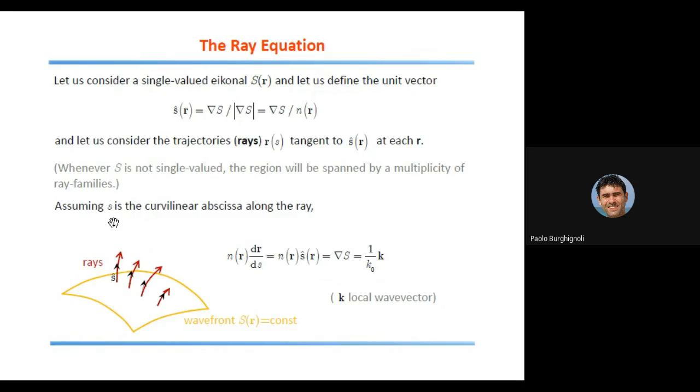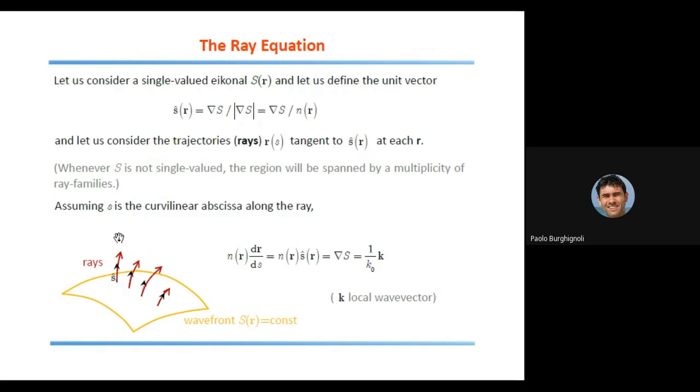Now, if S is the curvilinear abscissa along our ray, then we can write that the product of n times the derivative of the position vector with respect to the curvilinear abscissa, which is by definition the unit vector S hat, must be equal, from the relation you can see here on the top, to the gradient of the eikonal. This is some sort of local wave vector. So the vector k divided by k0 is a local wave vector of our local representation of the quantity u in terms of a local plane wave.